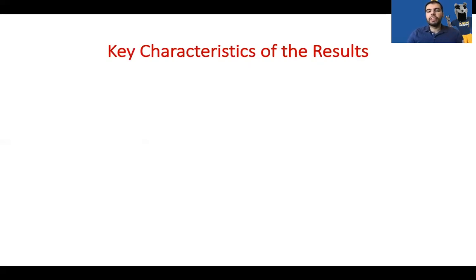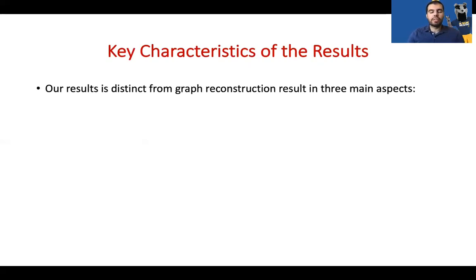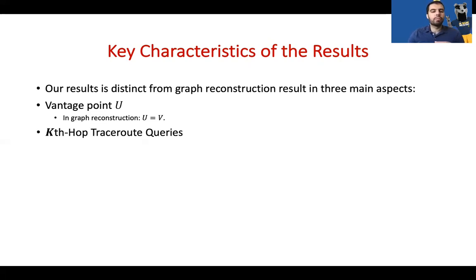The key characteristics of our results are as follows. Our results are different from graph reconstruction in three main aspects. First of all, we introduce a vantage point. However, in graph reconstruction, the vertex set U is actually equal to V.